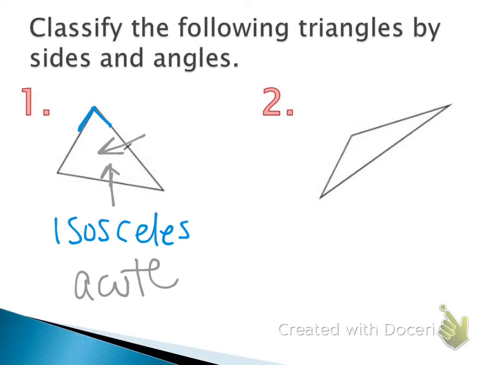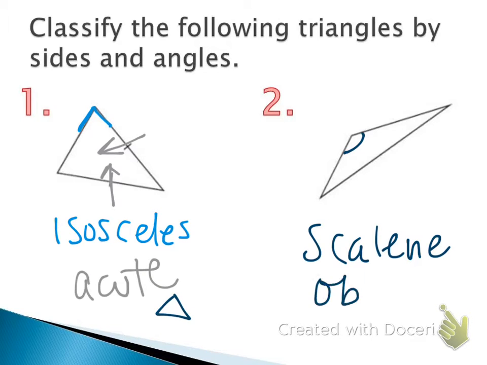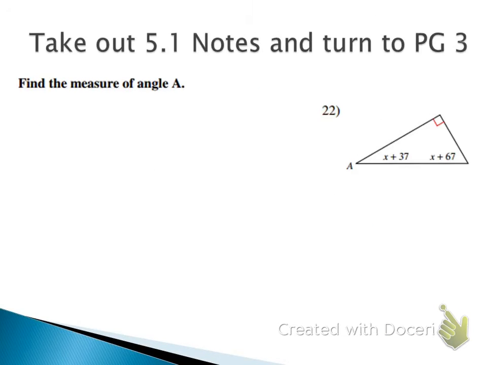All right, and then number 2, how many sides are congruent? None of them are marked. So that makes it scalene, and then the largest angle is that top one, which is obtuse. Good. Now we're on page 3. Sorry, that took a minute. We also learned about triangles.